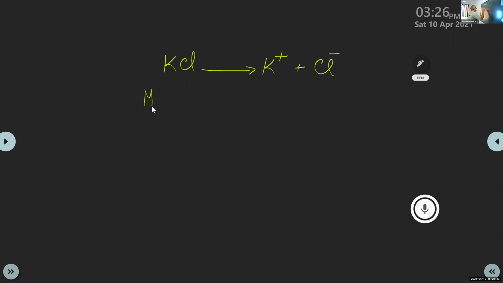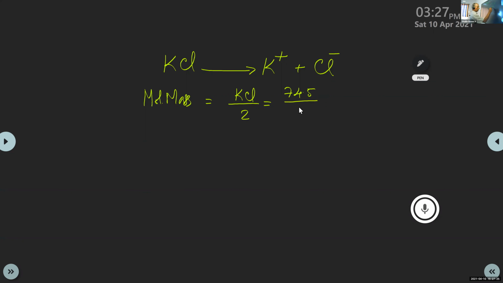So molecular mass calculated. Molecular mass of KCl is equal to just half only, that is KCl by 2. KCl is the molecular mass: K 39 and Cl 35.5. So the molecular mass of KCl, the theoretical value, the normal value, is 74.5. That is the normal molecular mass, the mass corresponding to KCl.